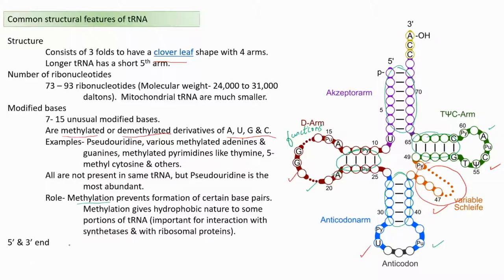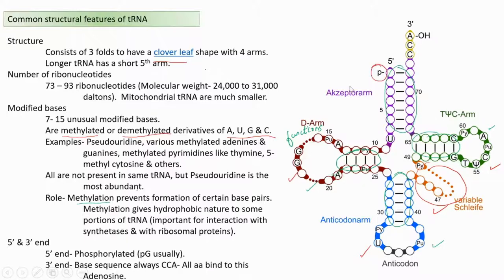Regarding the 5' end and 3' end, the 5' end is phosphorylated. We can see that it is the phosphorylated 5' end. Then what about the 3' end? The 3' end has a hydroxyl group, and this sequence at the 3' end is common.